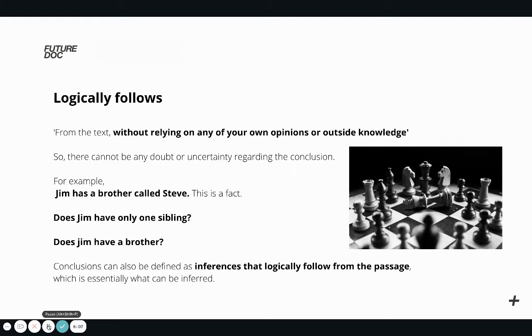However, if I asked you, does Jim have a brother? You would be able to answer yes without any doubts, as the conclusion logically follows based on the given premise. Conclusions can also be defined as inferences that logically follow from the passage, which is essentially what can be inferred.